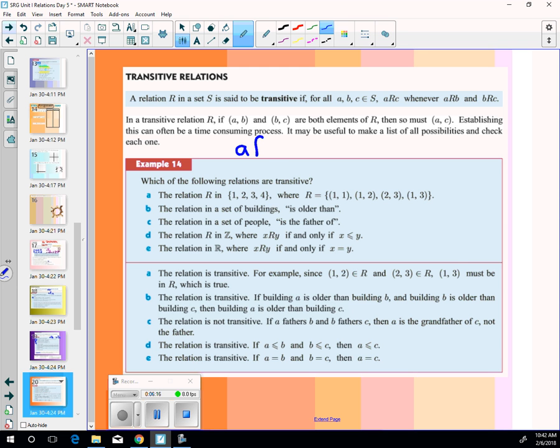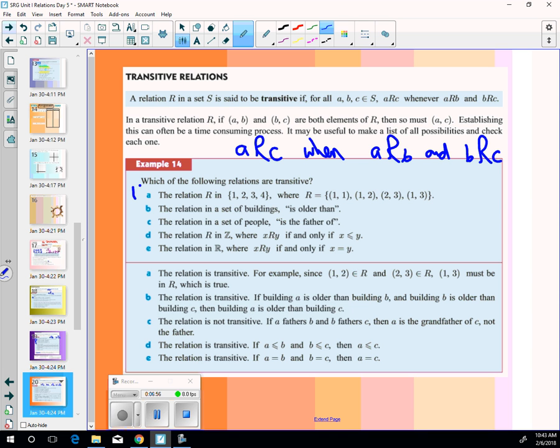If A R B and B R C, when A maps to B and B maps to C, then A can map to C. So there's your transitive. So the relation (1,2), (3,4), (1,1), (1,2), (2,3), (1,3). Okay, that's transitive because you're getting back to the (1,2), (1,1), (1,2). See how those in between are going to work. You have the (1,1), (1,3). So that one is transitive as well.